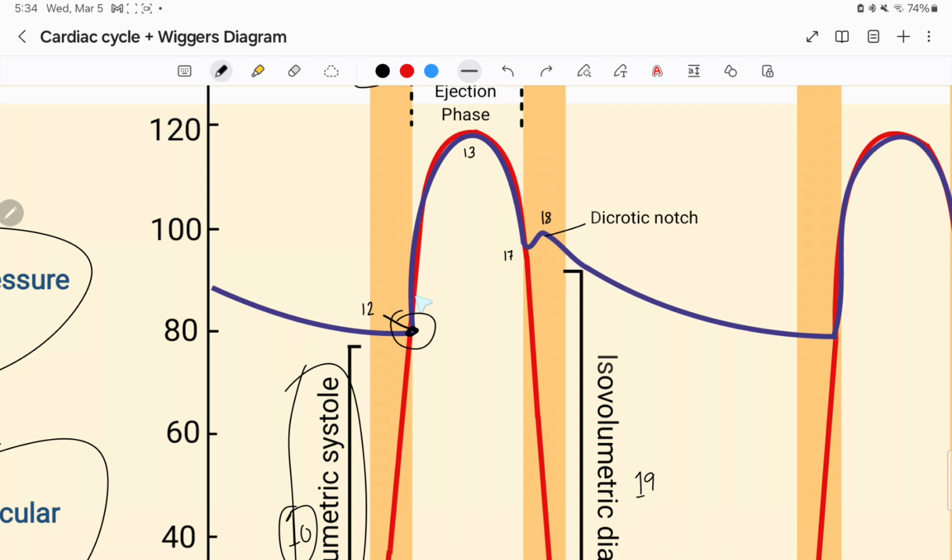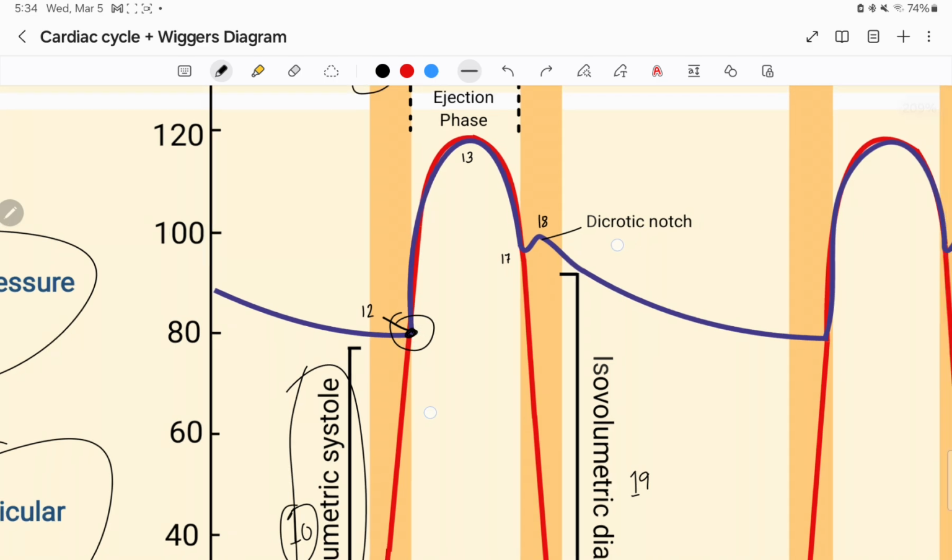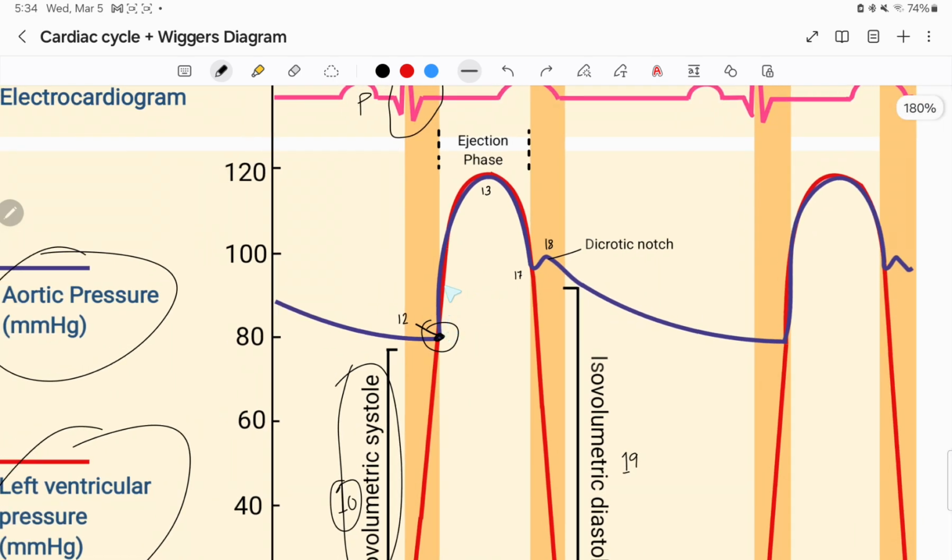And when the aortic semilunar valves open, guess what happens, guys? The blood starts to get ejected, okay? Now, some people have a very hard time understanding this part of the graph, where the left ventricular pressure is overlapping kind of with the aortic pressure. But don't worry, I'm going to explain this to you.